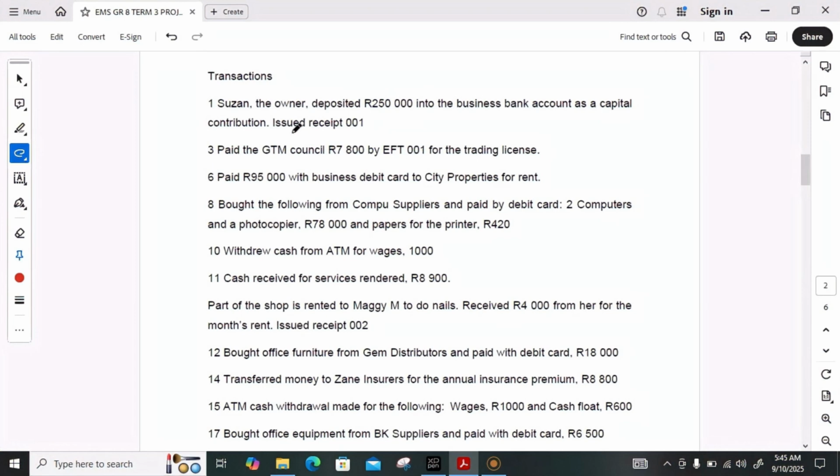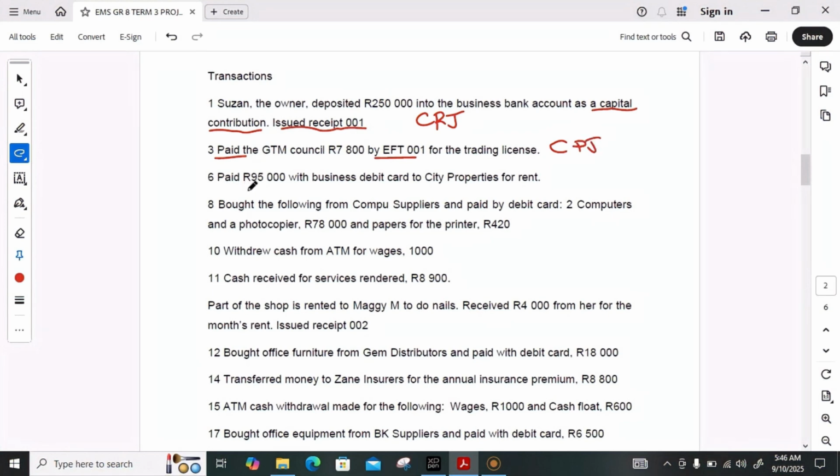Follow me. Susan, the owner, deposited 250,000 in the bank account as capital contribution. So we know we are receiving capital, and also here we are told that a receipt was issued. So this transaction should be recorded in the CRJ. Paid the GTM council 7,800. Paid is the keyword, and this was done through EFT for trading license. So I am paying, this is CPJ.